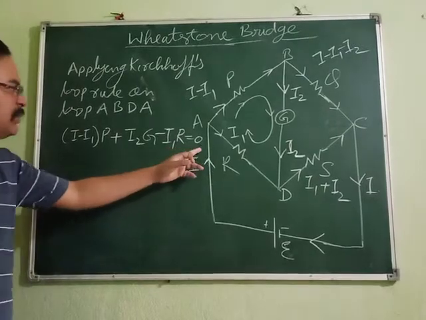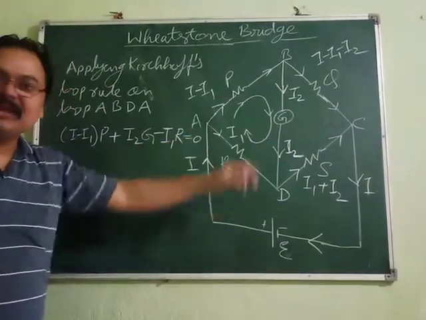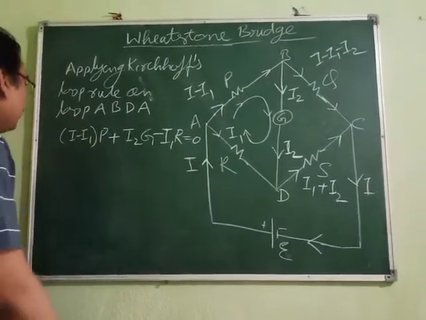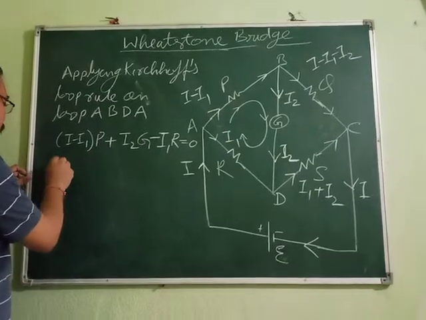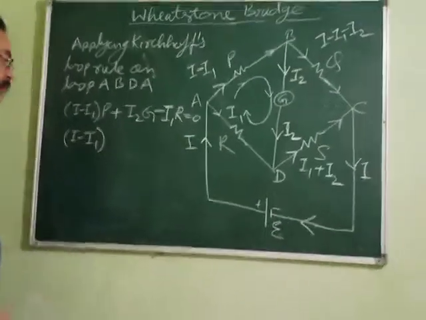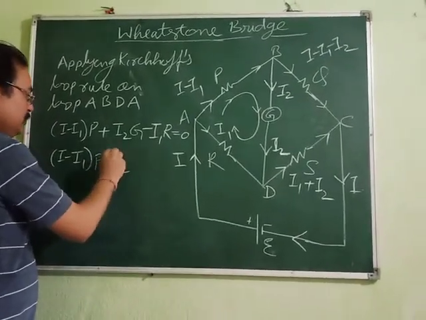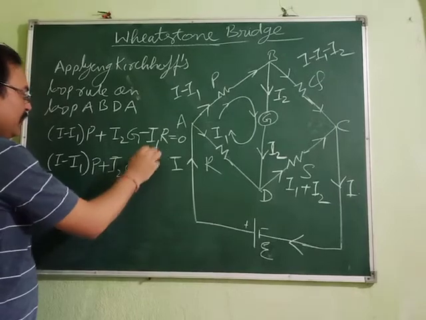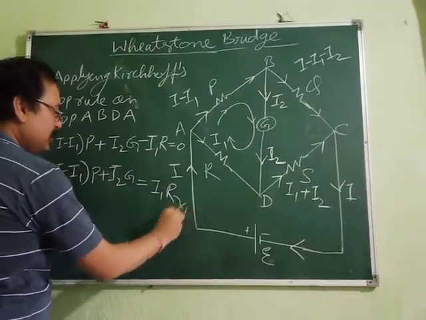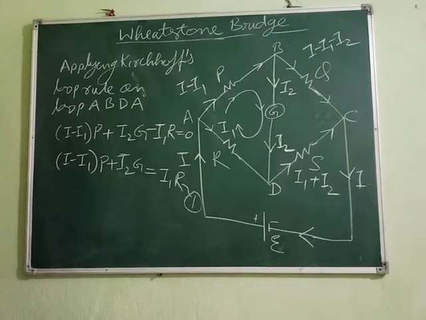Okay, because why 0? Because there is no EMF source in this loop. Do you find any EMF source, any battery, any potential difference applied? No. So what you can write from here? You can write I minus I1, P plus I2 into G is equals to, we can take this that side, so we get I1 into R. This is our equation number 1.